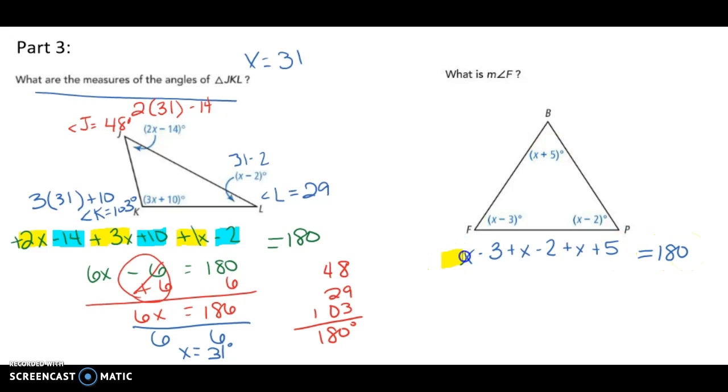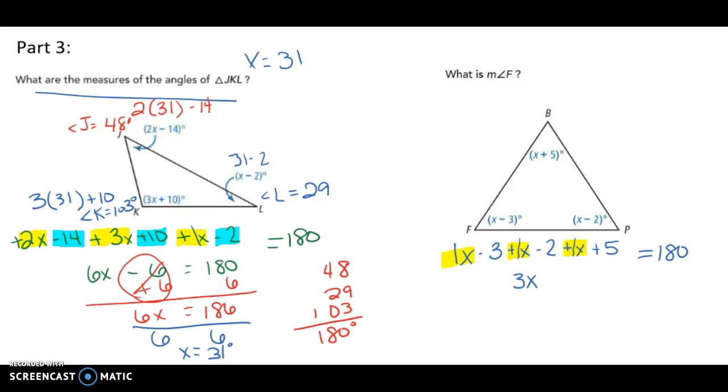Now I'm going to go through and combine like terms. So here I have 3 x's. They are all positive x's. And this one is a 1x, this is a 1x, and this is a 1x. So that gives me 3 x's.